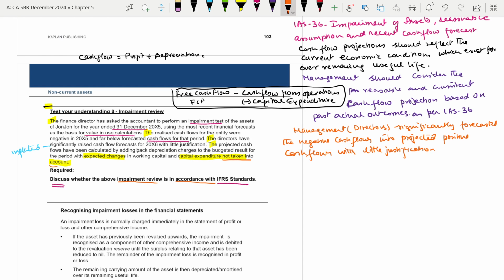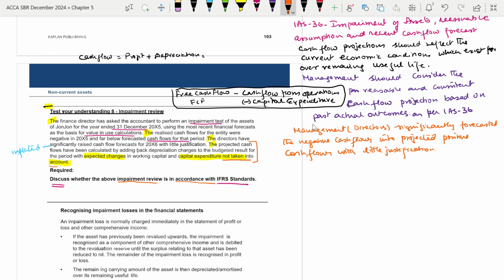They have to see the projected cash flow. Read very slowly. We have to write one discussion point on this. The projected cash flow has been calculated by adding back depreciation charges to the budgeted result for the period, with expected changes in working capital and capital expenditure not taken into account.